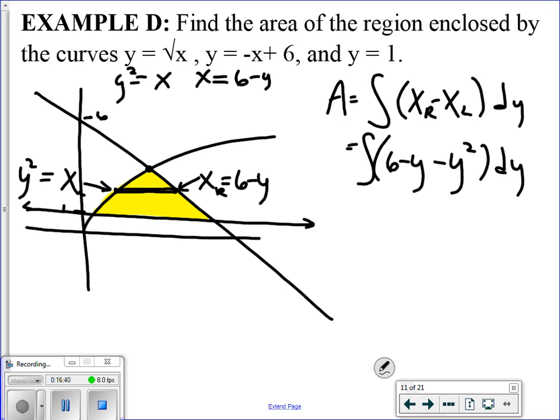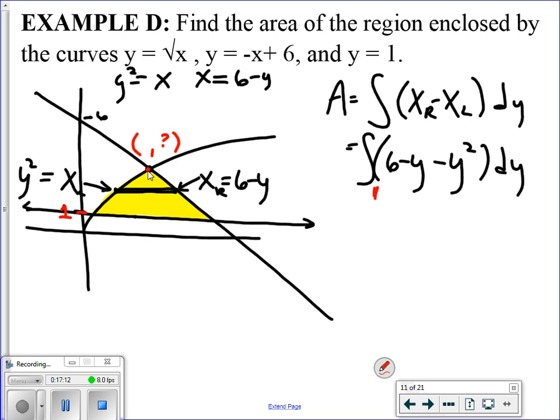Okay, so we have our height. Now we need our limits of integration. We need to go from the smallest y of my shaded region. Well, that I can get from the graph, because remember, it starts at y equals 1. So I know the lower limit of integration is 1, because this is the line y equals 1. But I want to figure out what the y coordinate is up here, because that will be my upper limit of integration.